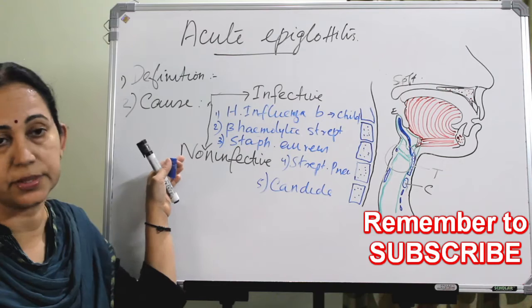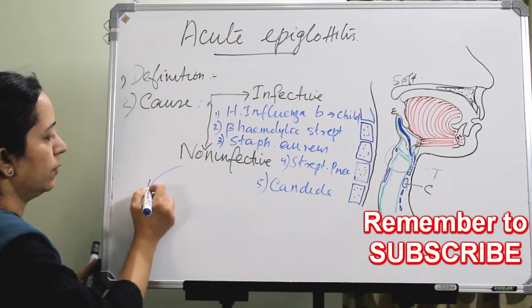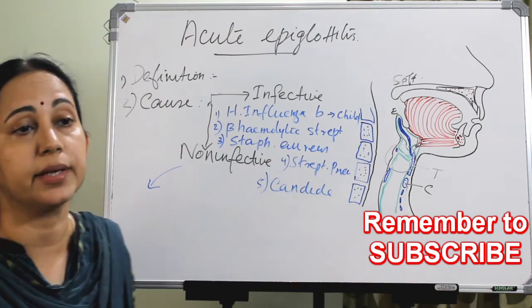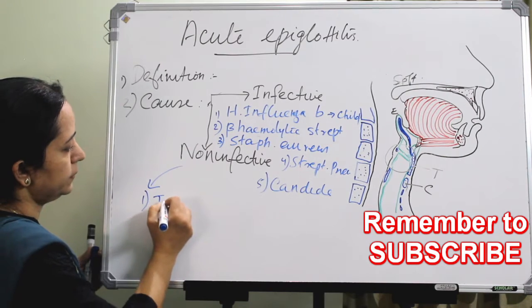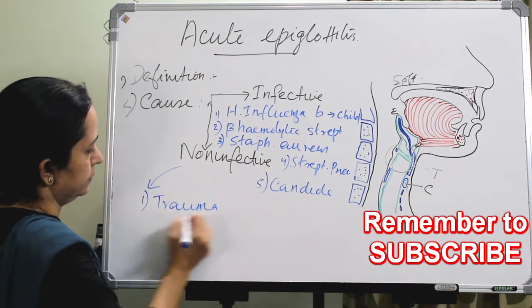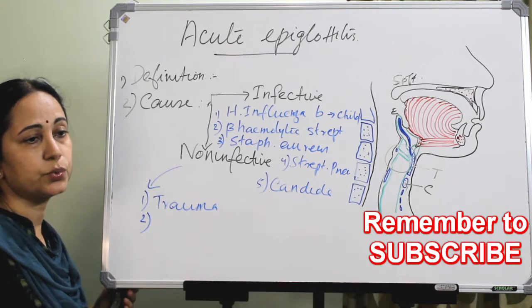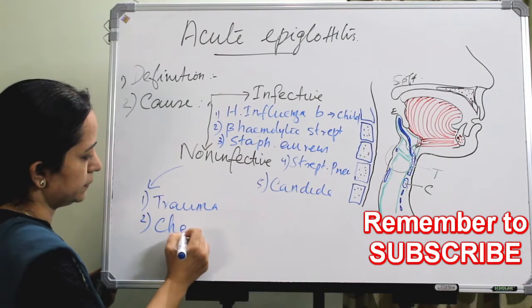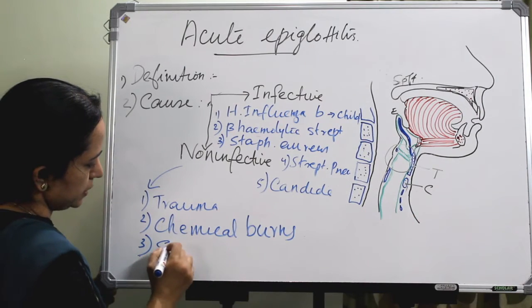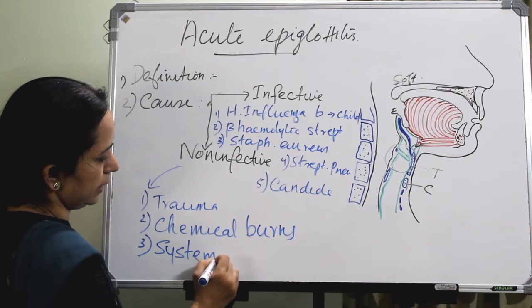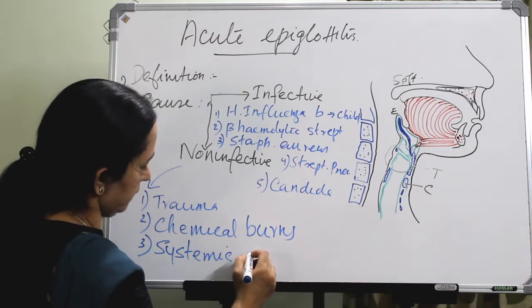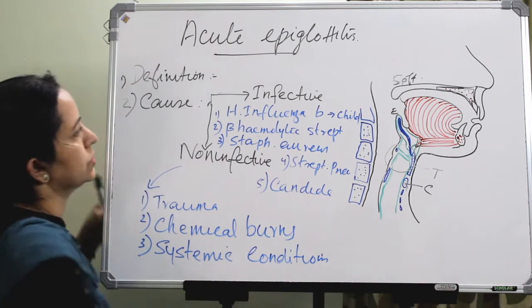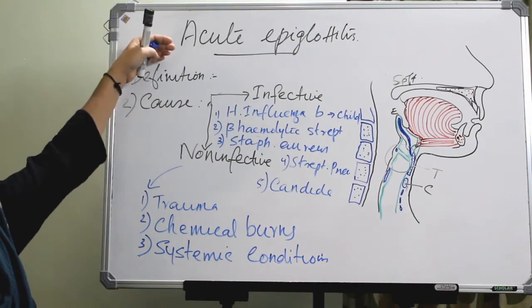Then under non-infective causes, the first one is trauma, mainly by a penetrating foreign body. Then it can be due to inhalational poisons, mainly chemical burns. Then systemic conditions like uncontrolled long-standing diabetes mellitus. All these are the causes of acute epiglottitis.